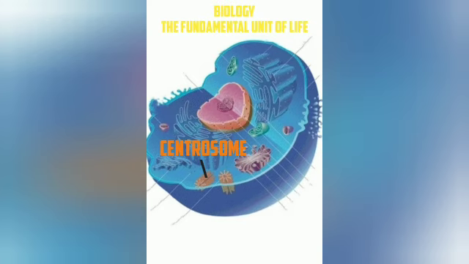Now mitochondria. Mitochondria is known as the powerhouse of the cell. It produces ATP, adenosine triphosphate. So it is the energy currency of the cell. It helps in oxidation of food to release energy in the form of ATP.